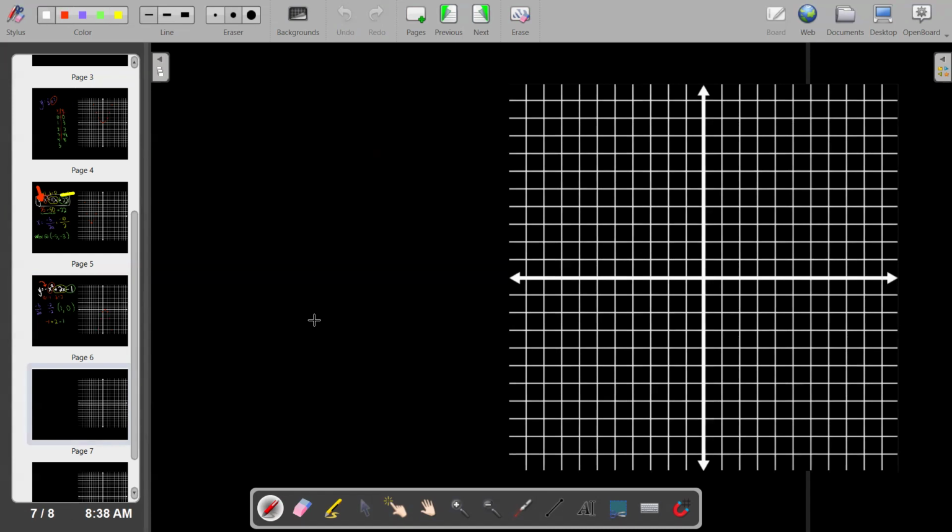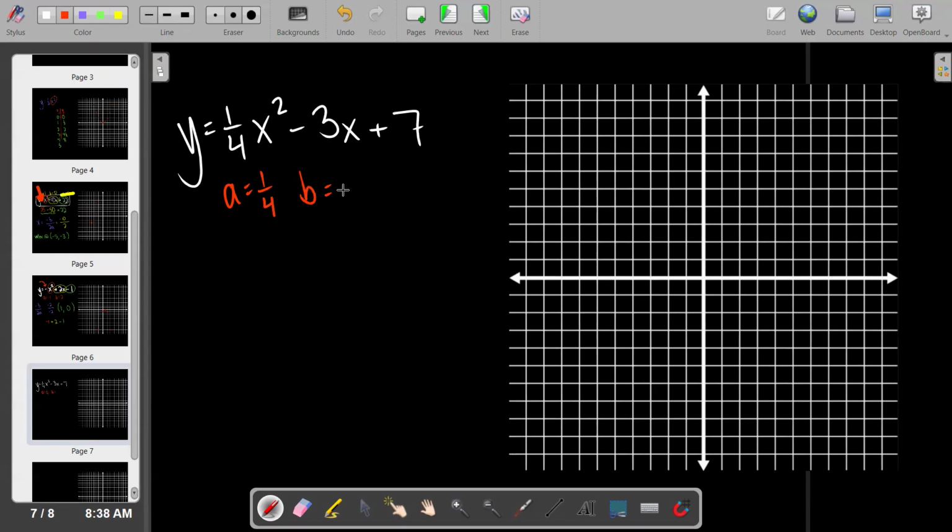You heard the lady. So we're going to do y equals 1/4 of x squared minus 3x plus 7. Ready? What's a? 1/4. What's b? -3. And c, remember, doesn't matter. So we're going to use our bestie formula, negative b over 2a.